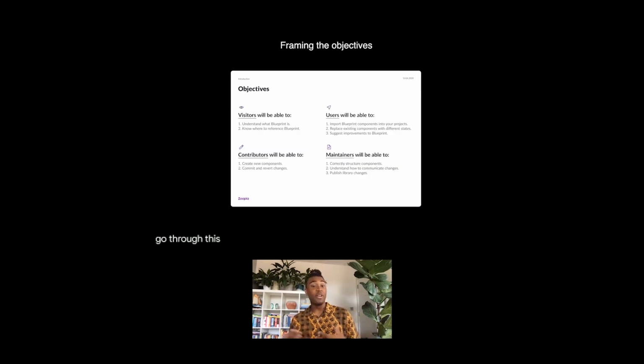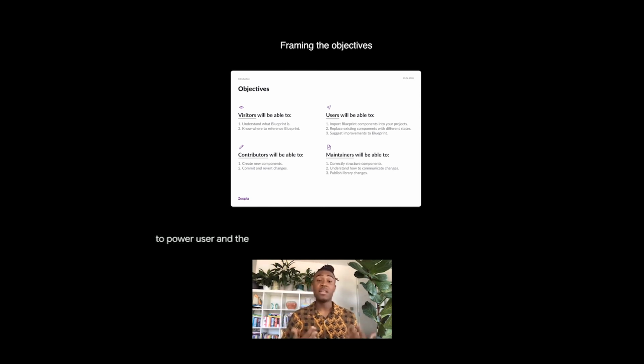So the first one being a visitor, someone who would need to understand what Blueprint, our design system, is, know where to reference Blueprint. A user, someone who'd be able to import Blueprint components into their projects, replace existing components with different states, and suggest improvements to Blueprint. Contributors who'd be able to create new components, commit and revert changes, and lastly, maintainers who'd be able to correctly structure components, understand how to communicate changes, and publish library changes. So you can think of this flow as going from sort of light user to power user.